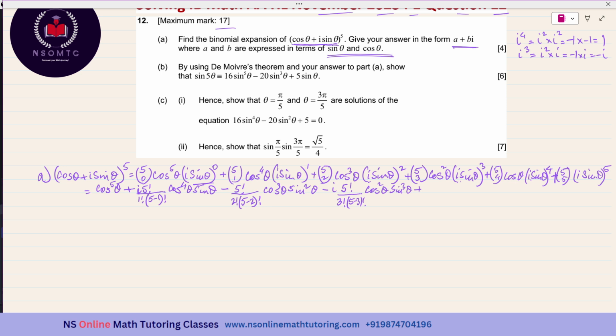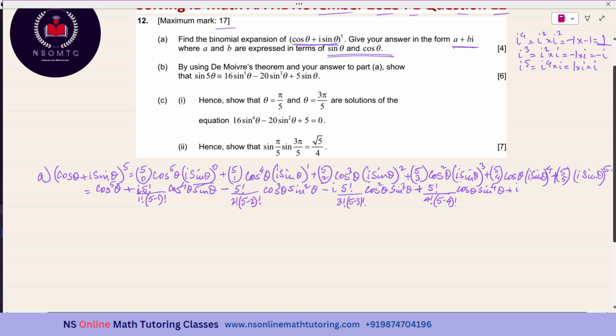Okay. So this is how I am calculating. I come to 5C4, and i to the power of 4 is plus 1, so I do not have to write anything or change the sign. 5 factorial over 4 factorial and 5 minus 4 factorial, cos theta and sine to the power of 4 theta, and 5C5 and i to the power of 5. i to the power of 5 is how much? It is i to the power of 4 times i. And we have seen i to the power of 4 is 1. So it is 1 times i, which is equal to i. Okay.